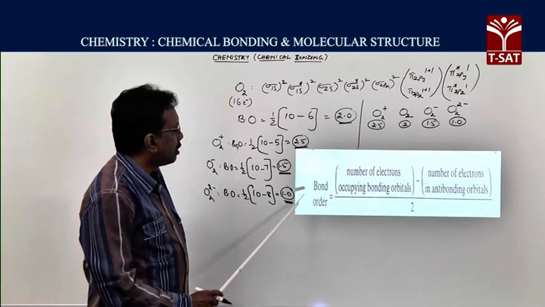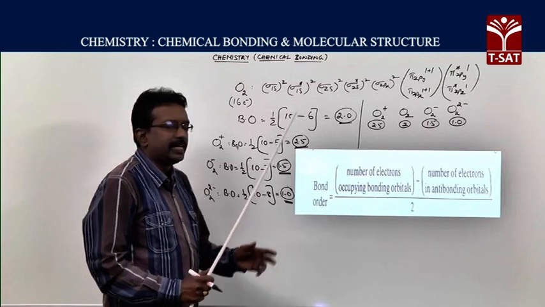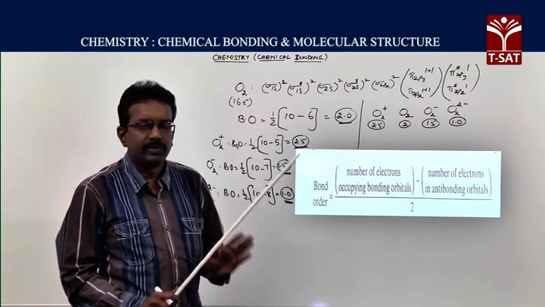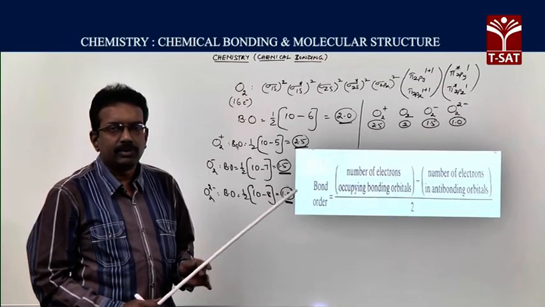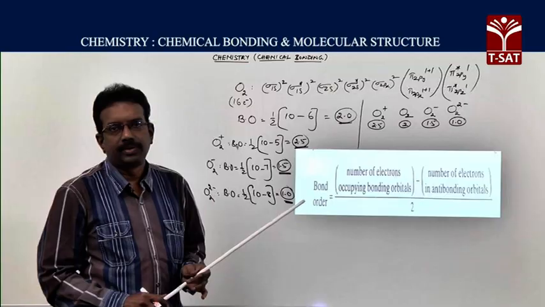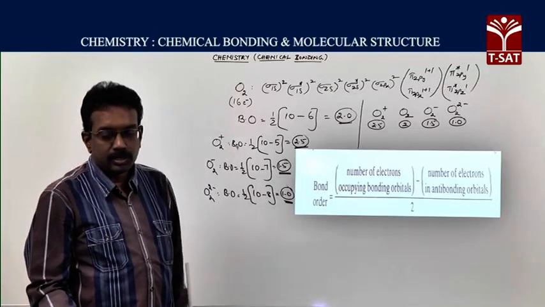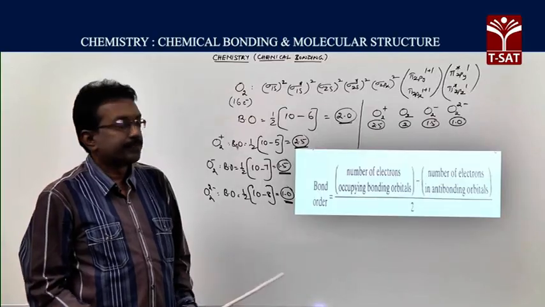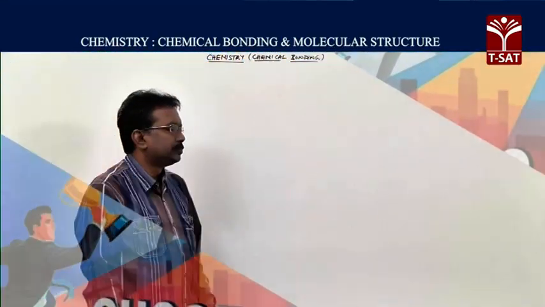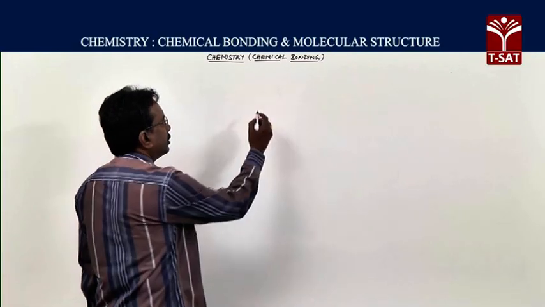Overall, this bond order gives us very important information related to the stabilities of the species. If bond order is a positive value, the species exists. If bond order is negative or 0, such species are unstable or do not exist. Now, let us move to a few examples related to molecular orbital theory.